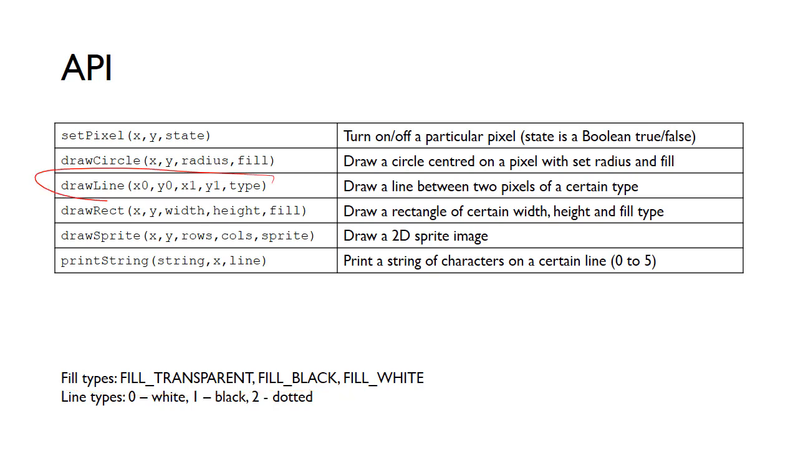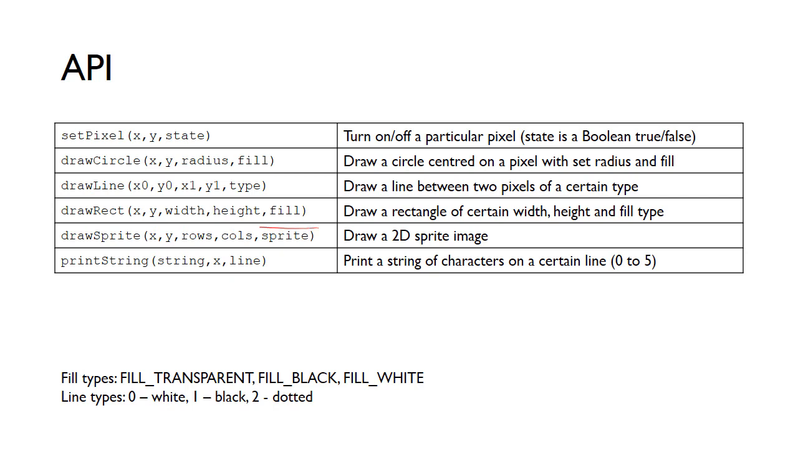You can draw a line, so that's starting coordinates, ending coordinates, and the type of line. So 0 or 1 will be just a white line, so that's basically pixels off. Black line, the pixels are on, or 2 is a dotted line. You can draw a rectangle, as we've just seen, so the XY of the upper left, then the width, the height, and the fill type.